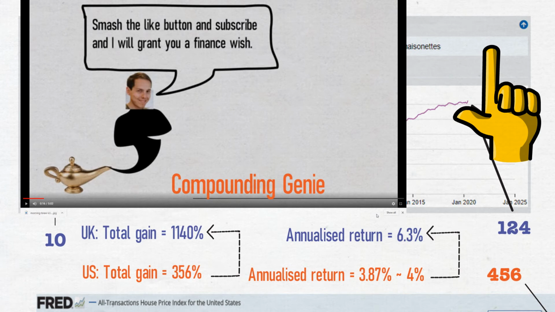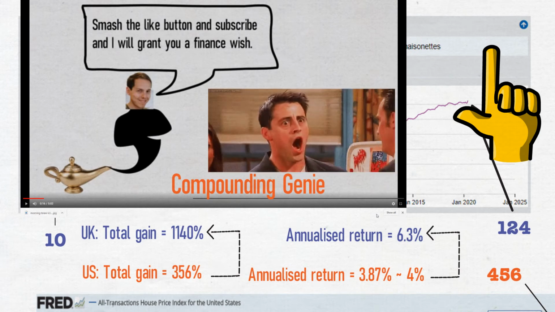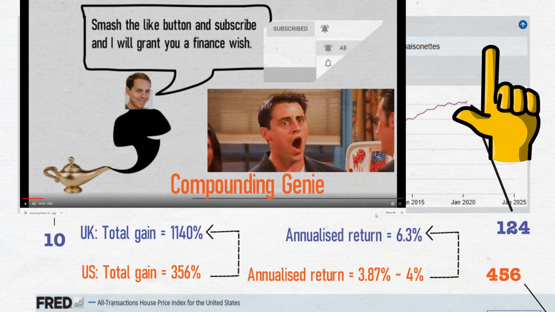I have to admit that the results were a bit of a surprise. No, not the compounding effect, but the fact that the UK houses have appreciated faster than in the US. So perhaps that's a topic for another video, and if you're interested, make sure you have the notification bell enabled so that you don't miss it.